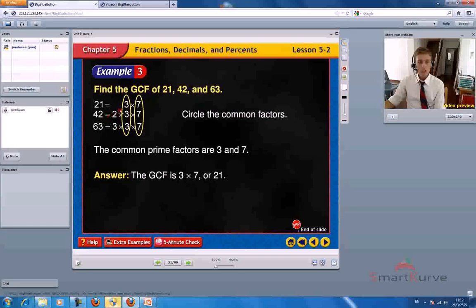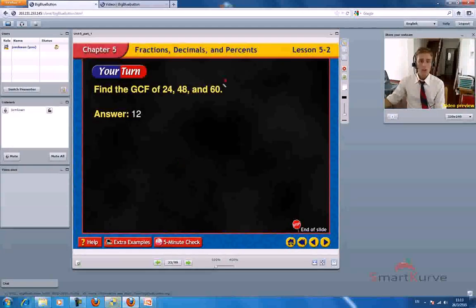Find the greatest common factor of 21, 42, and 63. Well, 21, we have 3 times 7 as the prime factorization. 42, we have 2 times 3 times 7. And 63, we have 3 times 3 times 7. So the common prime factors are 3 times 7. So the greatest common factor is 21, 3 times 7.